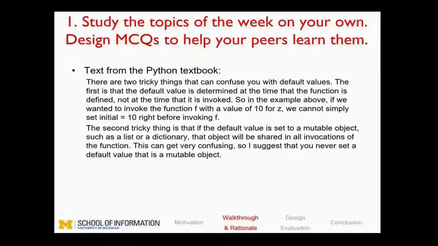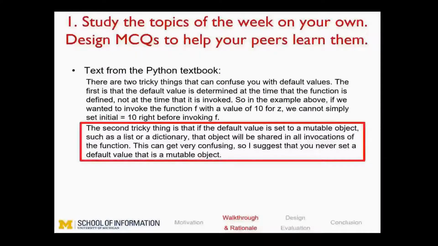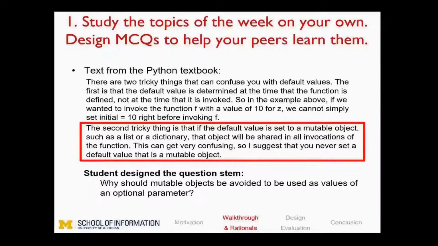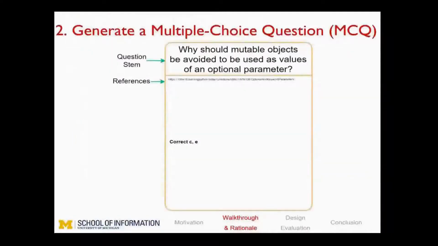Here you can see 2 paragraphs of one of the textbooks about Python programming that we collaboratively studied. One of the students took the second paragraph and designed this question: why should mutable objects be avoided as values of an optional parameter? So there's a multiple choice question.